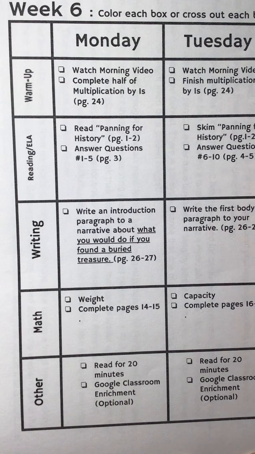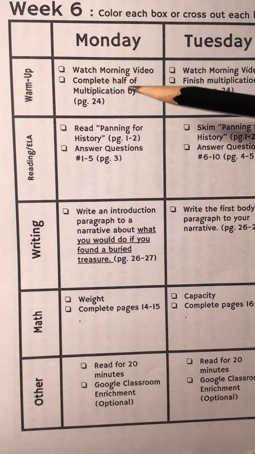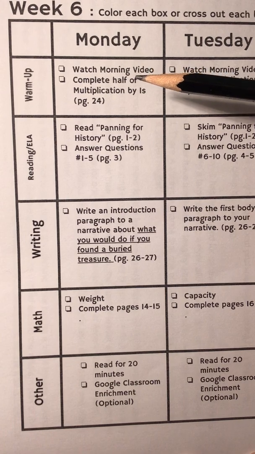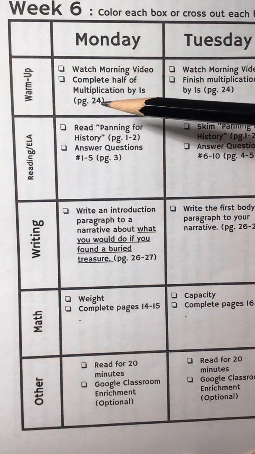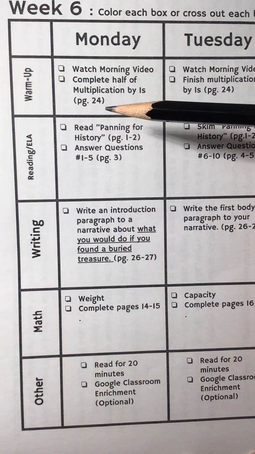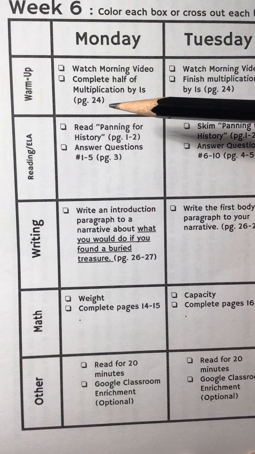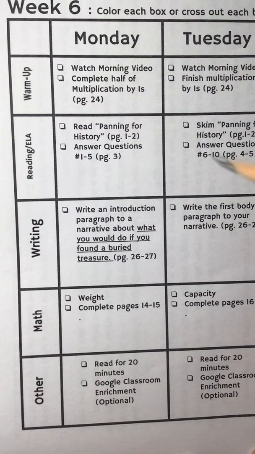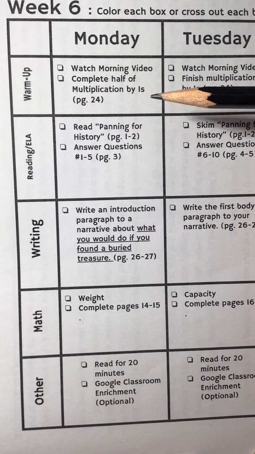So obviously, watch the morning video, and we have changed up the package just a little bit. We would like you to complete half of the multiplication by ones. That's on page 24, so I think there's 100 on there. There might be 50. Whatever number there are, we want you to do half of those. So if there's 100, which I'll look at when we go through it, you do 50. If there's 50, you do 25.